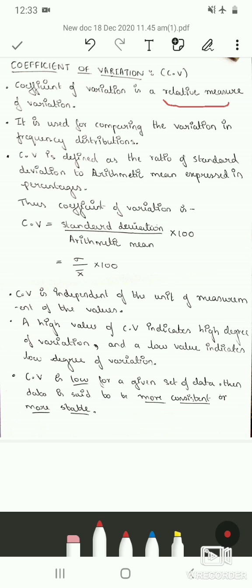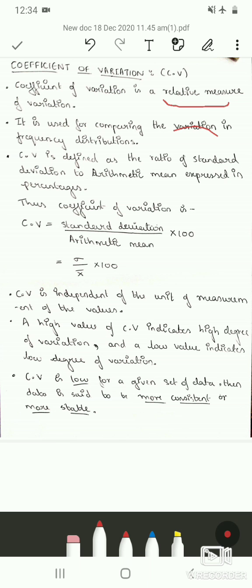A high value of coefficient of variation indicates high degree of variation and a low value indicates low degree of variation. So we are using coefficient of variation to compare the variation in frequency distribution. So how we are going to interpret is, if the value of the CV is high, we can say there is a lot of variation in that particular set of data, and if the value of CV is low, then we can say there is low degree of variation in that set of data.